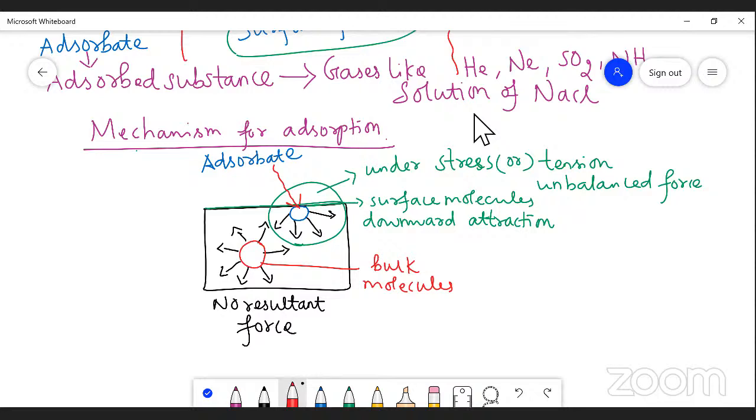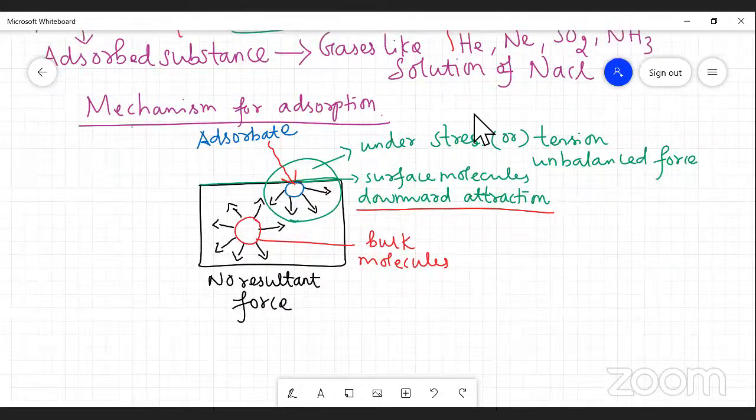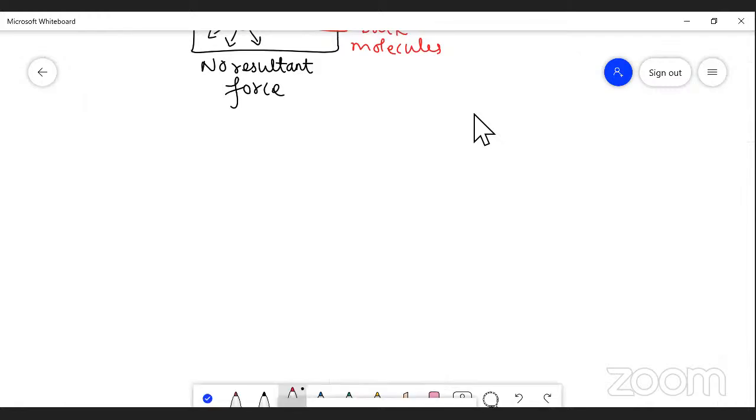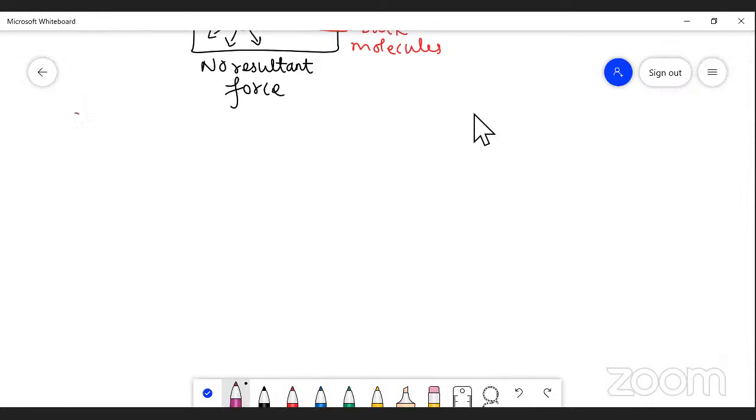I just gave a comparison. A molecule in the bulk of the solution experiences attraction on all sides from the neighboring molecules, whereas the surface molecule experiences only the downward attraction. So this molecule is capable of attracting the adsorbate and keeping it on the surface of a solid. This is the mechanism of adsorption. Next, I am going to explain the characteristics of adsorption.